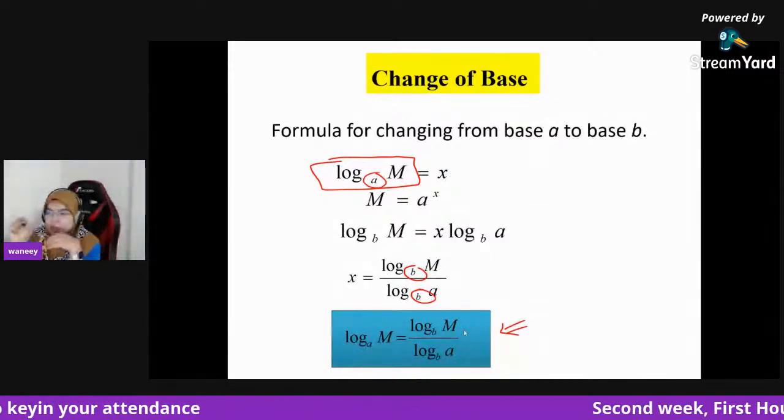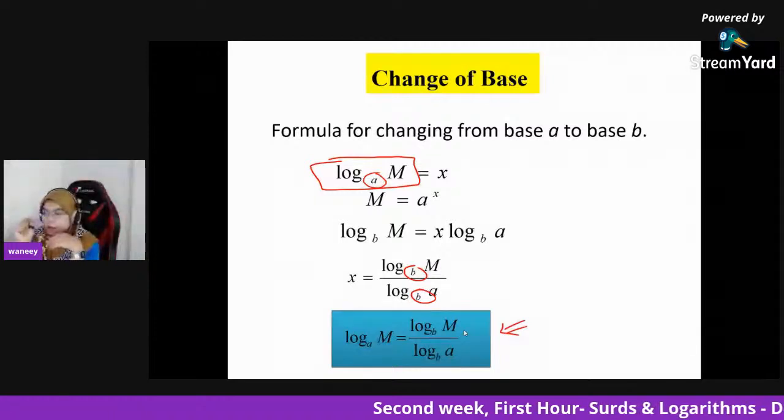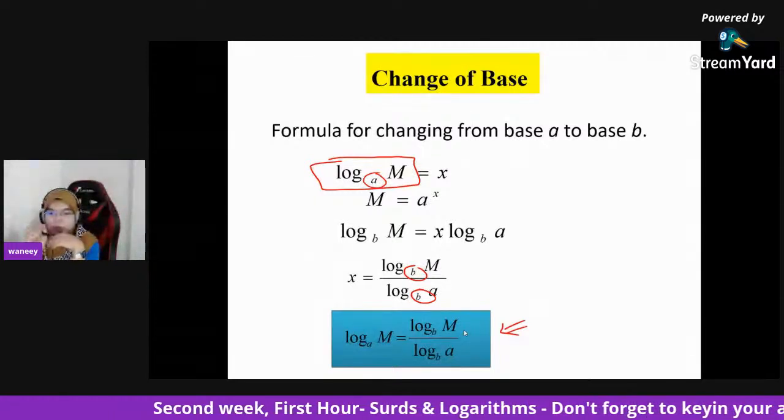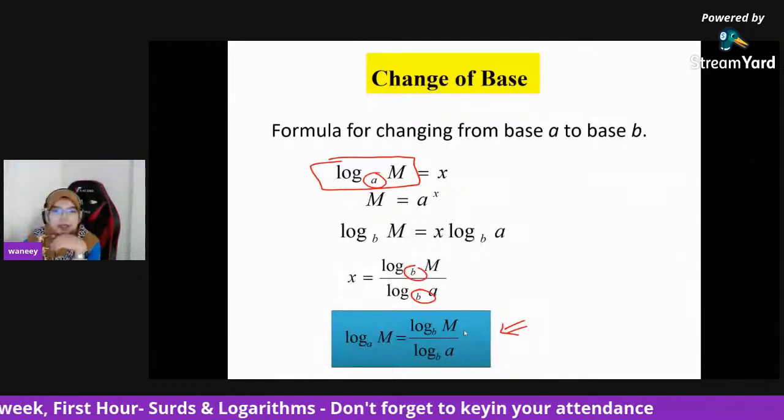In chapter 2, most of the time you're going to use the change of base. So do remember this formula. Next.